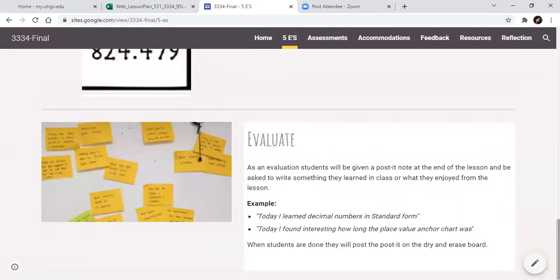For the Evaluate, students will be given a Post-it at the end of the lesson and will be asked to write something they learned in class or what they enjoyed from the lesson. So for example, today I learned decimal numbers in standard form. Another example is, today I found interesting how long the place value anchor chart was. When students are done, they will post the Post-it on the dry erase board.